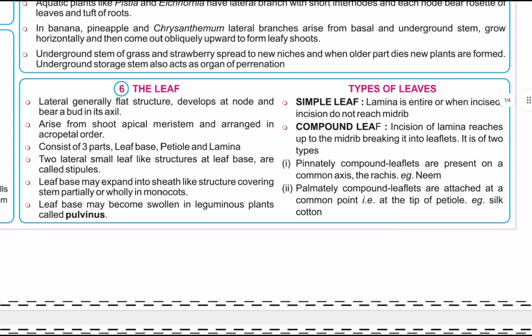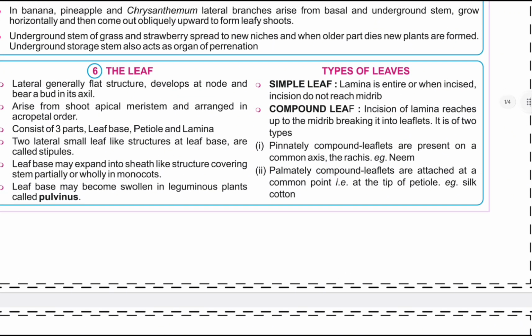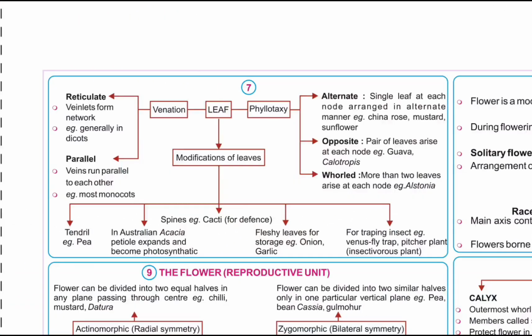It is of two types. Pinnately compound: leaflets are present on a common axis, the rachis, example neem. Palmately compound: leaflets are attached at a common point, that is at the tip of the petiole, example silk cotton. Leaf venation. There are two types of venation, reticulate venation and parallel venation. Reticulate venation, veinlets form a network, generally in dicots. Parallel, veins run parallel to each other, example most monocots.